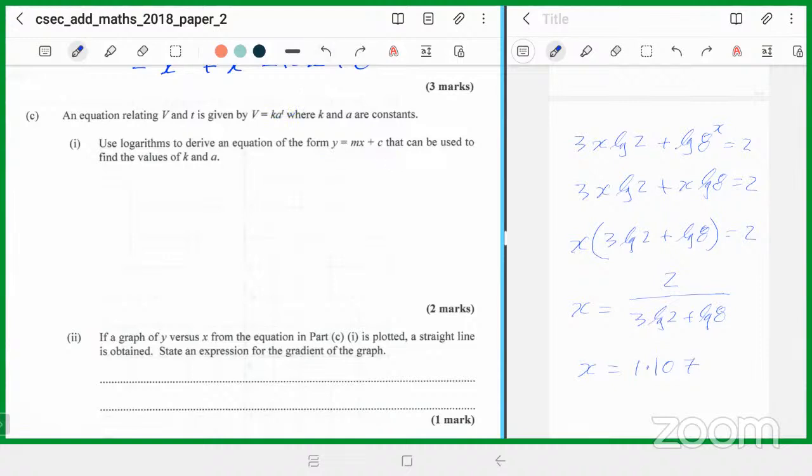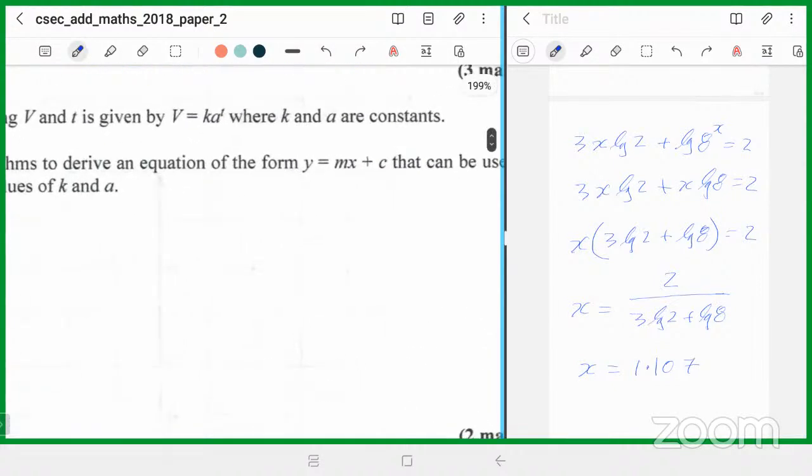Now, when you rearrange it in a form like this, the y is going to be some function of the V and or the T, and the x here is going to be some function of the V and the T.